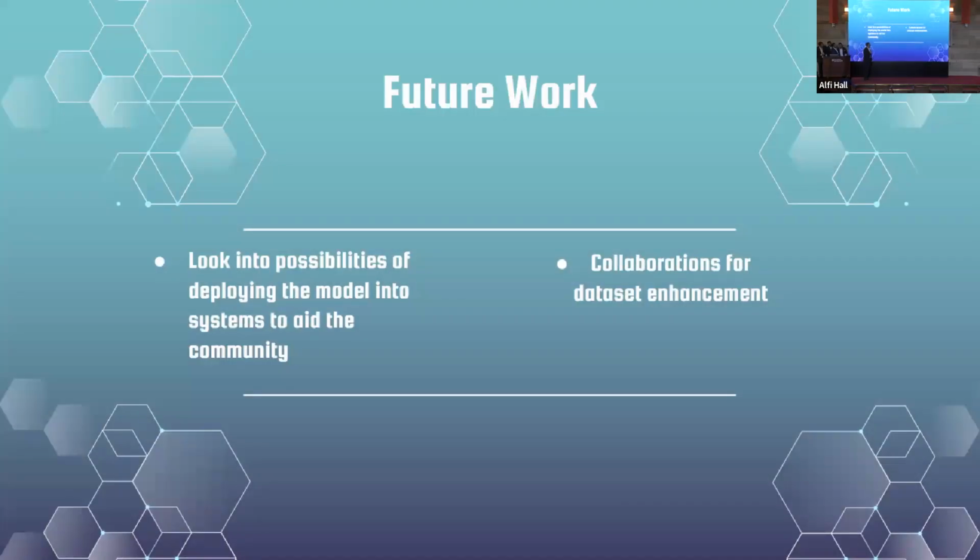Finally, for our future work, we have managed to create a model that works on 100 classes. So we're looking forward to implementing this model in systems that will aid the community, like banks, hospitals, or supermarkets. We also need to work to scale the model up and to identify the whole ASL language. So we'll collaborate with multiple researchers in order to create a huge dataset that we can train the model on.